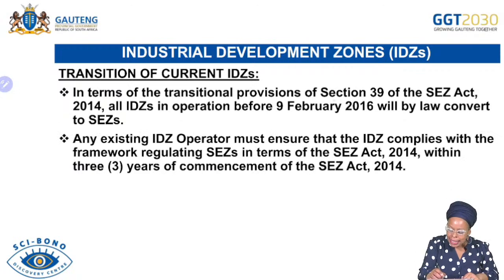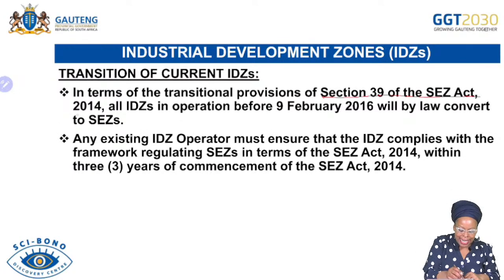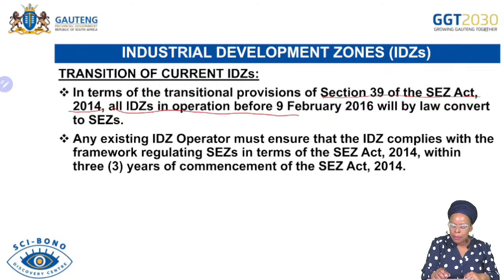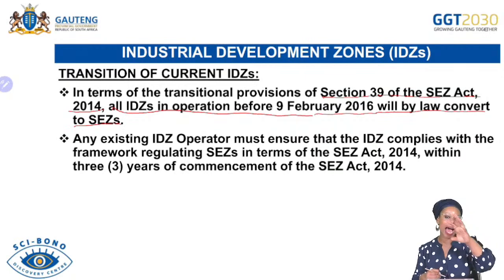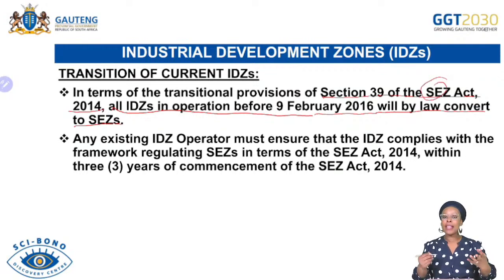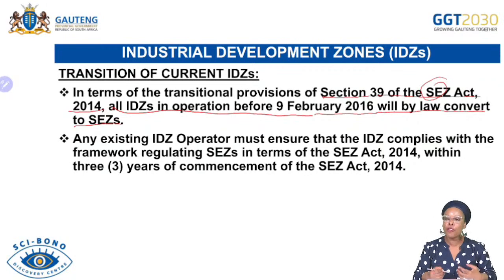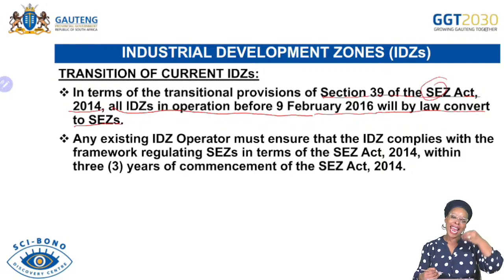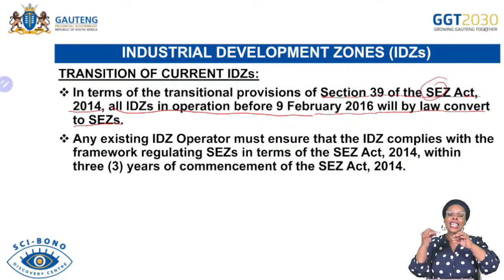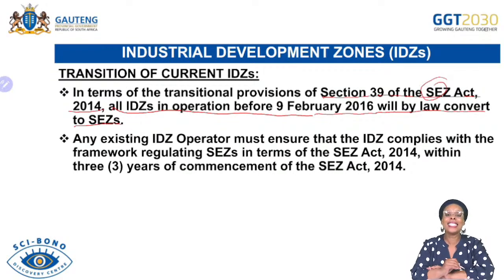We have Section 39 of the SEZ Act 2014, which states that all IDZ in operation before 9 February 2016 will by law convert to SEZ. So those 5 IDZ that I explained to you, they now are called SEZ because of the SEZ Act of 2014. Even if you find that the name did not change, they must operate as SEZ. Even if you find some still called IDZ, in operation they are actually SEZs.